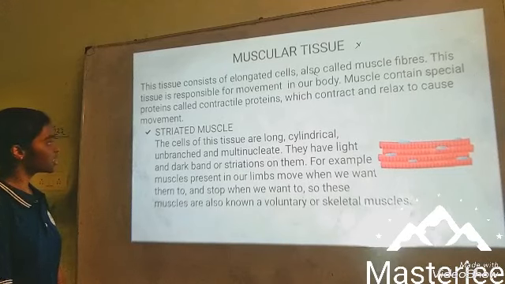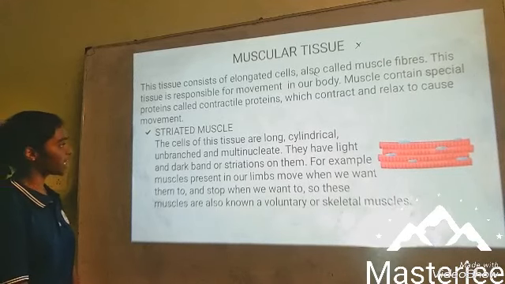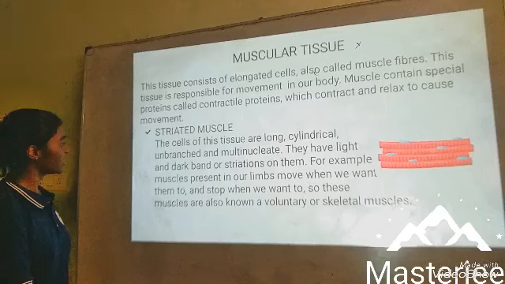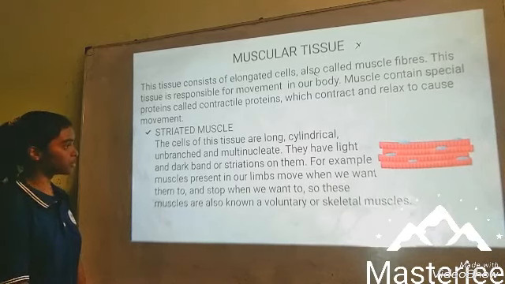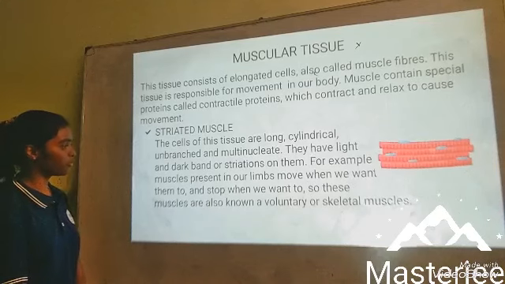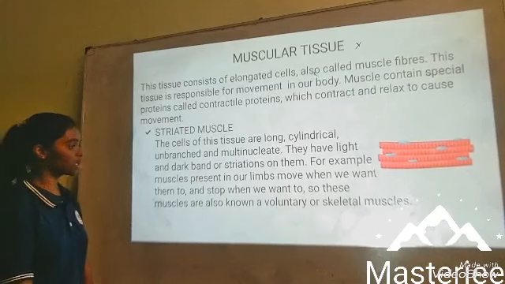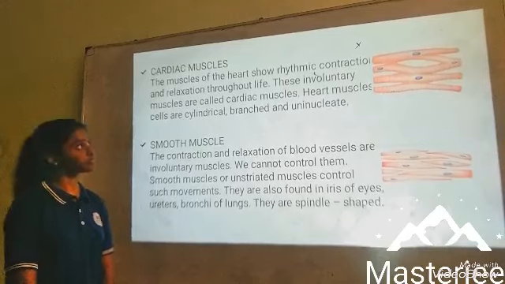Striated muscle. The cells of this tissue are cylindrical, unbranched and multinucleate. They have light and dark bands or striations on them. For example, muscles present in our limbs move when we want them to and stop when we want. So these muscles are also known as voluntary or striated muscles.